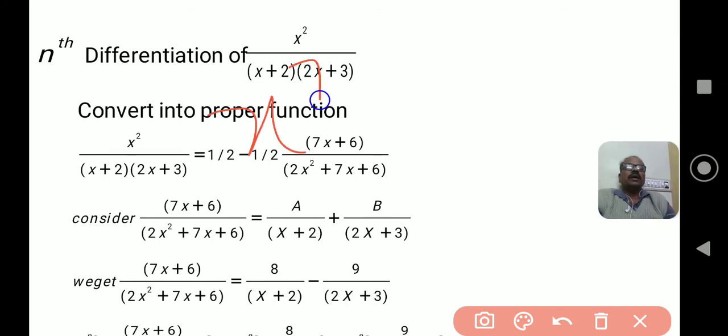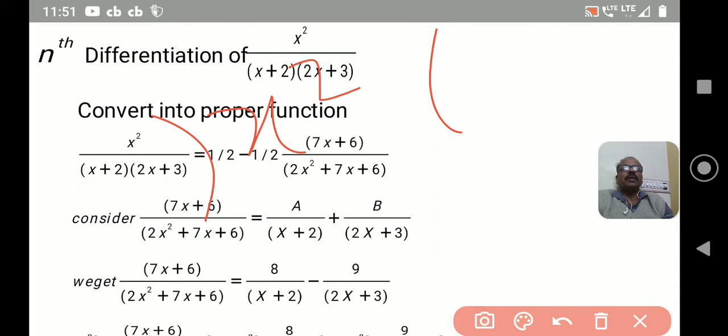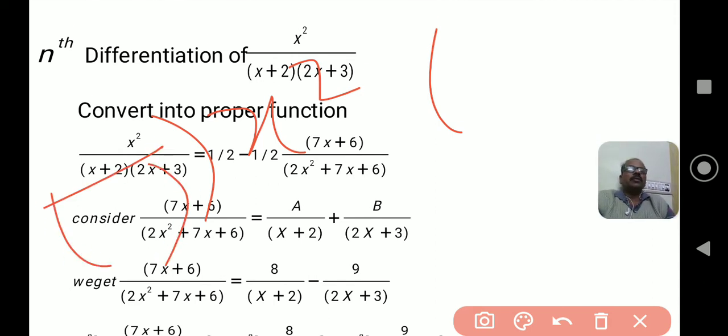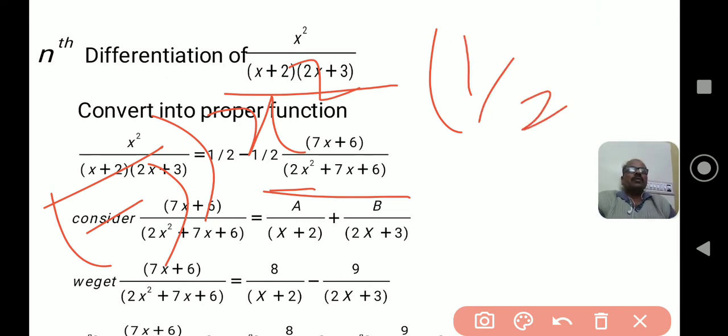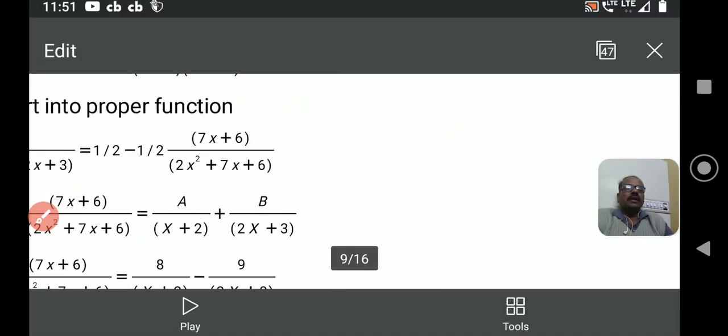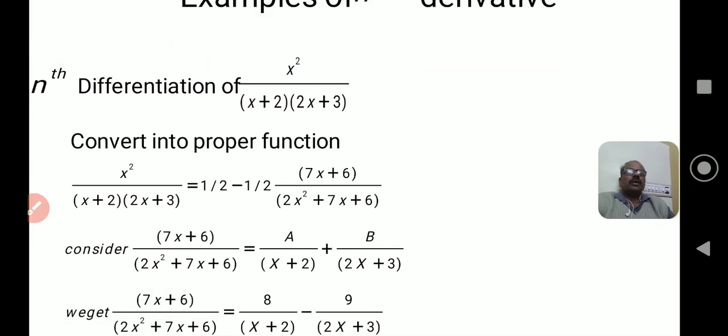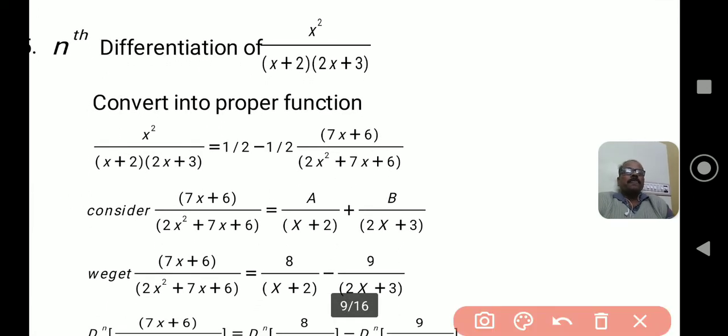Divide the numerator by the denominator. The denominator is mentioned; if we multiply these two linear terms, it becomes 2x square plus 7x plus 6. You are dividing the numerator by the denominator. You can take 2 as the coefficient, meaning you are taking 1 by 2 times, and multiplying, finally we get 1 by 2 into x square, which becomes 1 by 2 x square. After simplification, this is the step we get finally, 1 by 2.